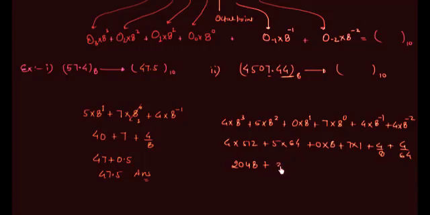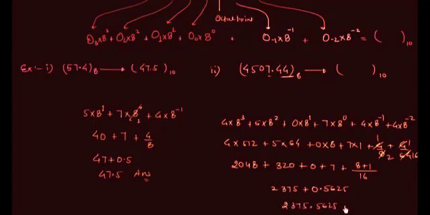5 multiplied by 64 is 320. 0 multiplied by 8 is 0. 7 multiplied by 1 is 7. And we will solve this. I have 1 by 2 and 1 by 16. So we have 8 plus 1. 2048 plus 320 plus 0 plus 7 is 2375, and 9 by 16 is 0.5625. This will give us 2375.5625. This is in decimal. So the decimal equivalent of this octal number is 2375.5625.